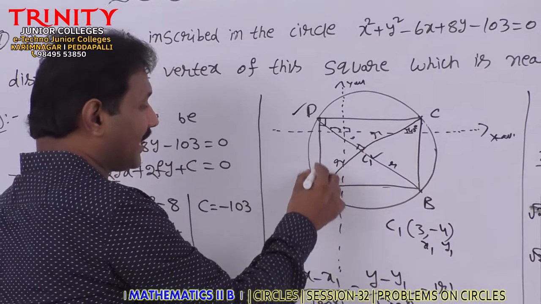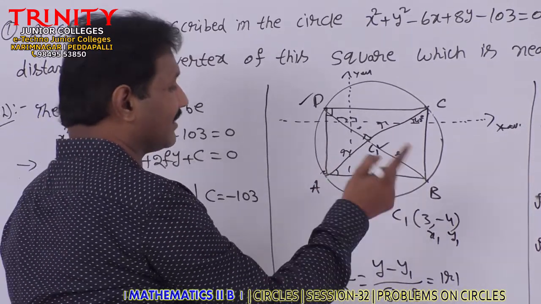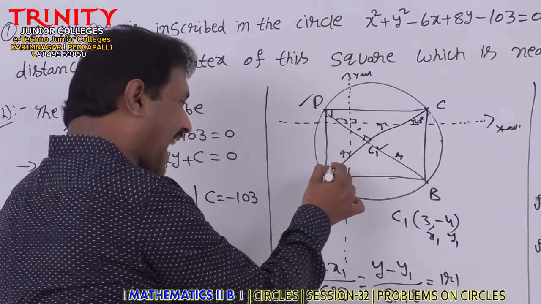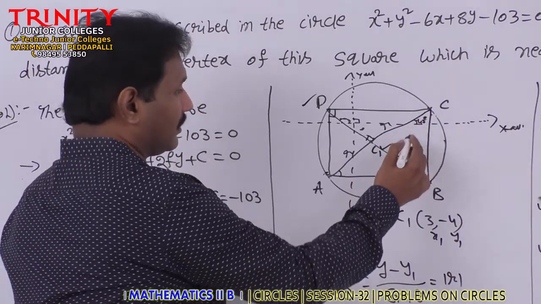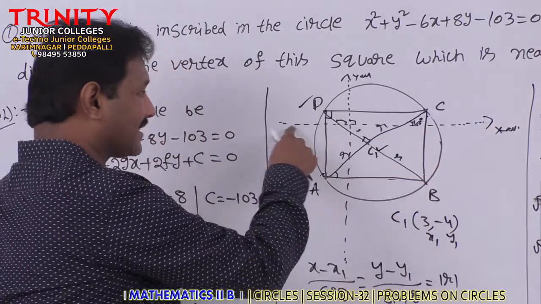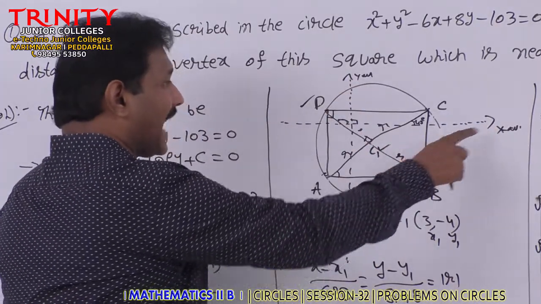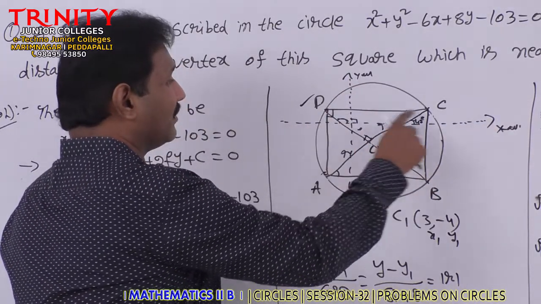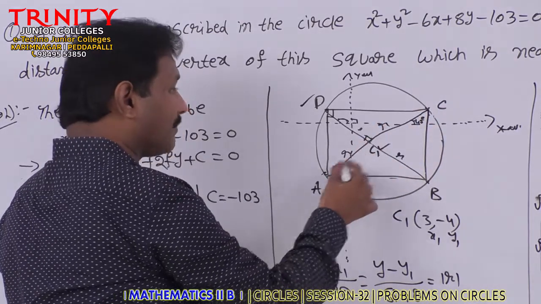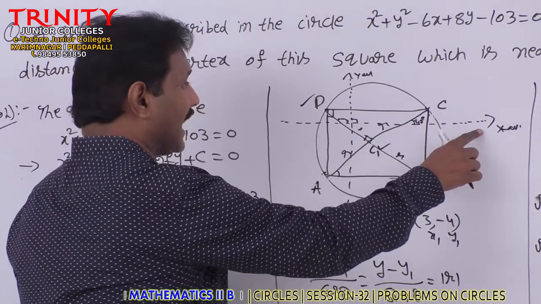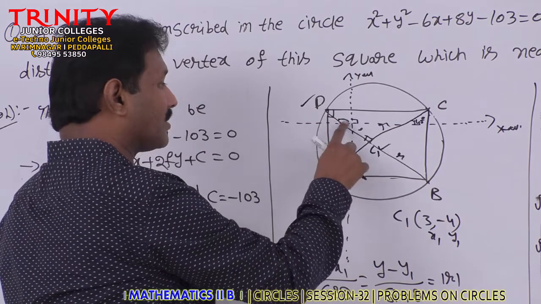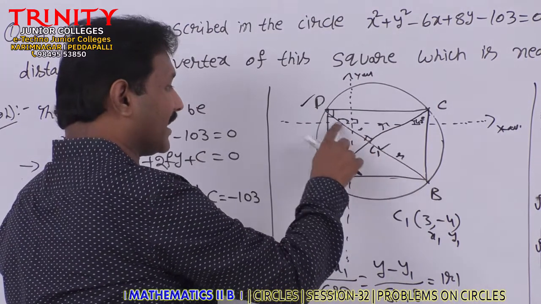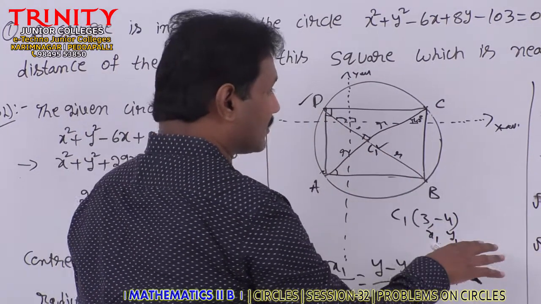The angle between the adjacent sides is 90 degrees in the square. One diagonal is an angular bisector. The coordinate axes are parallel to the sides. This is the x-axis, parallel to AB and DC. One diagonal forms 45 degrees with the x-axis and the other diagonal forms 135 degrees, 45 plus 90, 135. These are known concepts already.